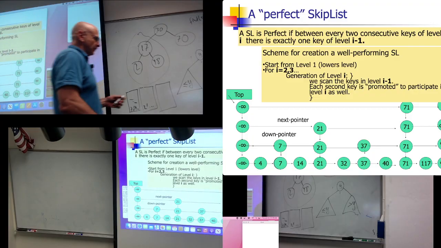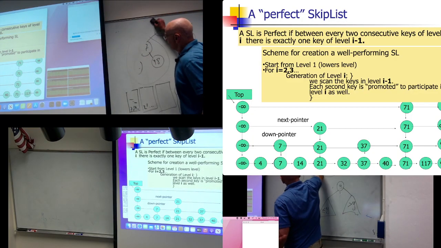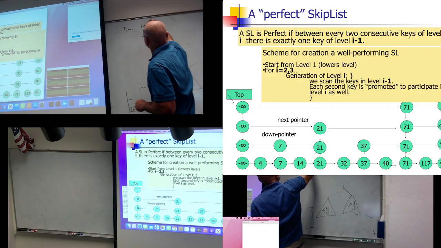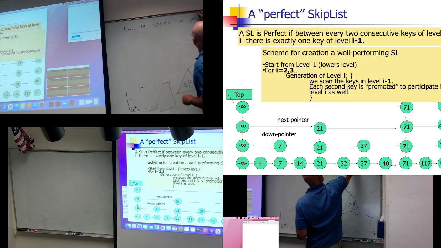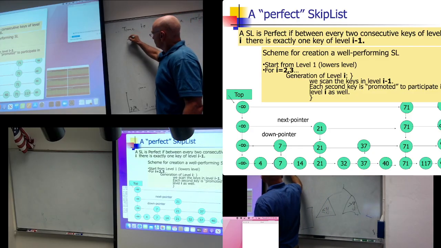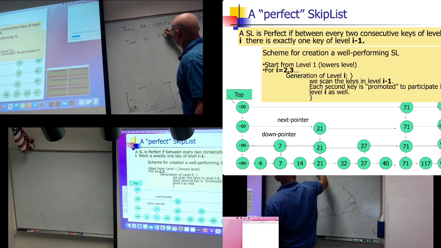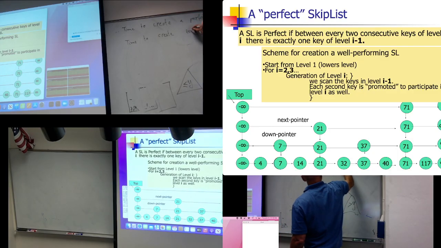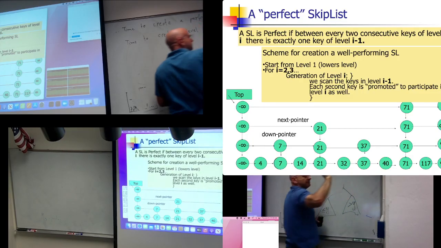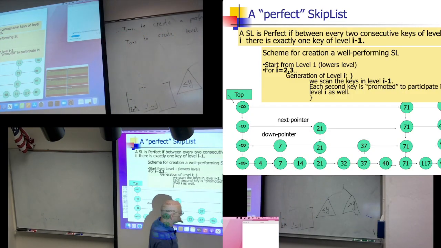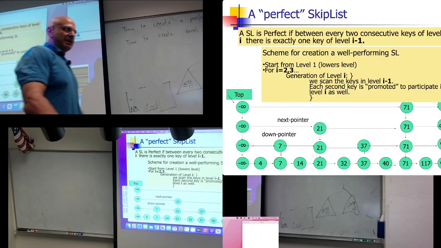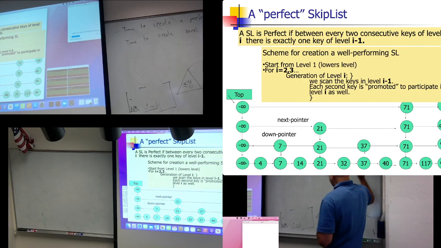Let's think about the running time of creating this, the time to create a perfect skip list. So I'll break this time down. The time to create level 1: I'll assume that my keys are already sorted. I may be cheating here. I assume that the keys are given to me in a sorted way. So I just need to place all of them in linear time in level 1.